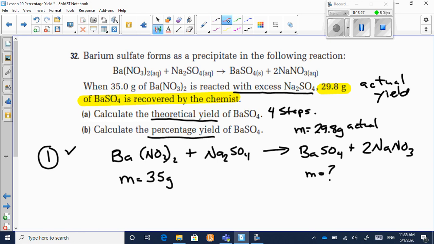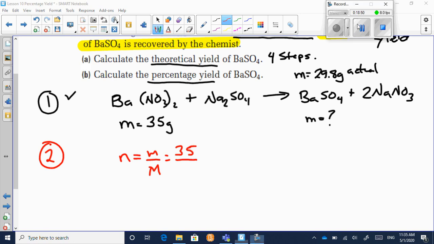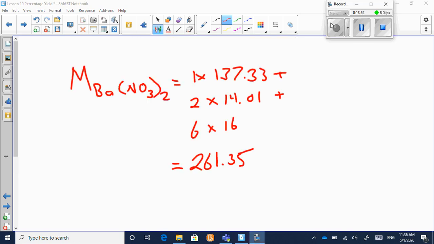Okay, step number 2 of stoichiometry is to convert everything to moles. And so the only thing I have to convert to moles is the barium nitrate. So I go n is equal to little m over big M. That's my way of converting mass to moles. So it's 35 divided by, and I'm going to go and calculate my molar mass.